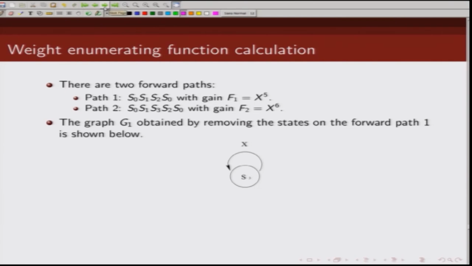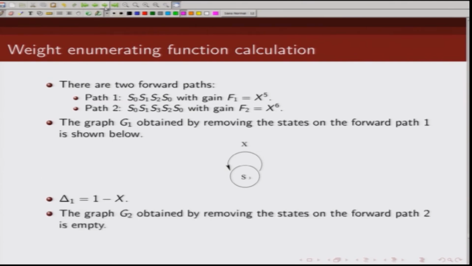If I remove forward path 1, the only graph remaining is this, and the delta corresponding to this is basically, there is only one loop with gain x. So this is 1 minus x, and for the second case there is no graph left, so delta 2 will be 1. Now I have f1 delta 1, f2 delta 2, and I also have the value of delta.